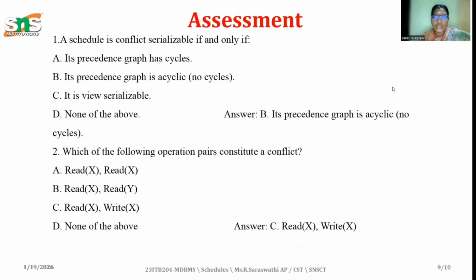Assessment: a schedule is conflict serializable if and only if its precedence graph is acyclic. Precedence graph acyclic means there is no cycle. Which of the following operation pairs constitutes a conflict? Read of X and write of X.